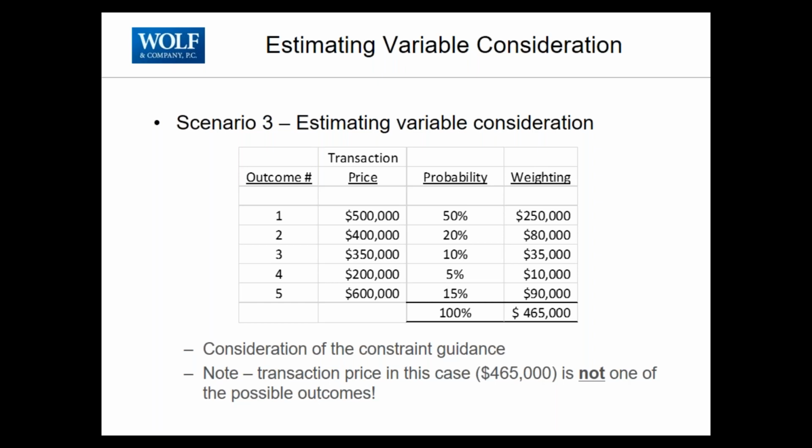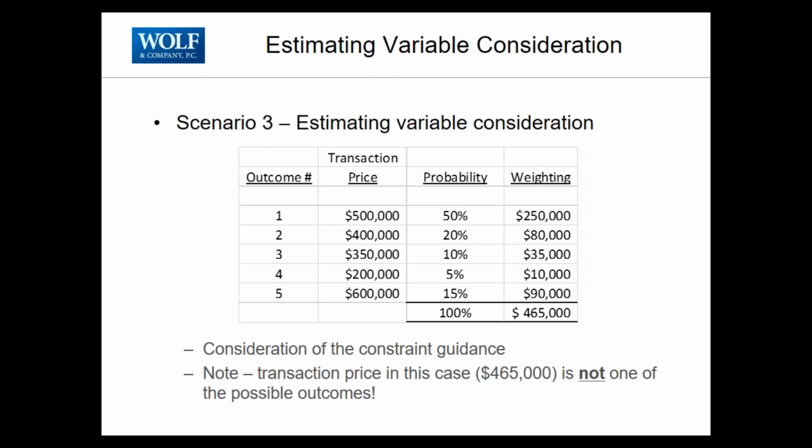So then I would say, okay, I look at that $400,000 and I would conclude that in comparison to the $465,000 probability weighted outcome, I wouldn't consider that to be a significant reversal. So the constraint guidance would not have an impact on this situation.